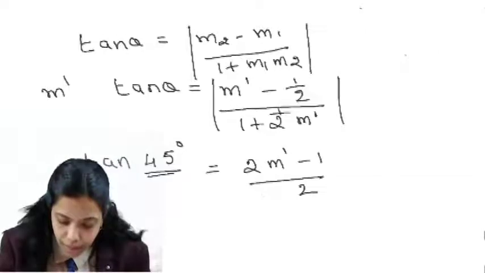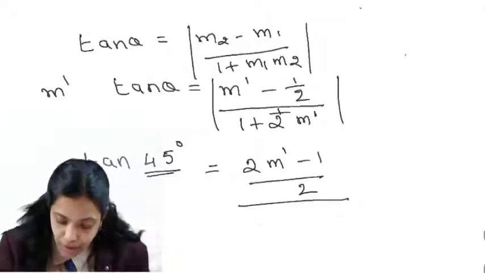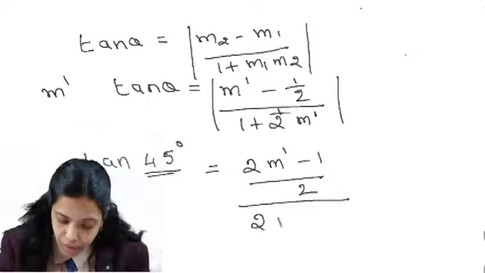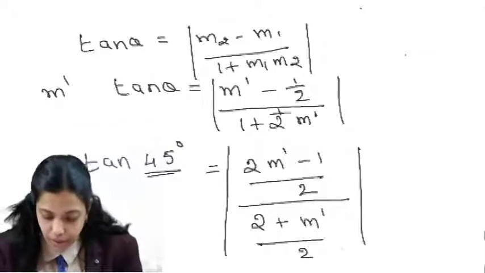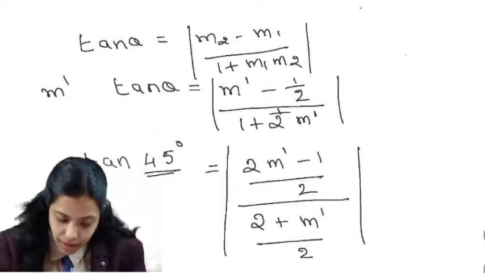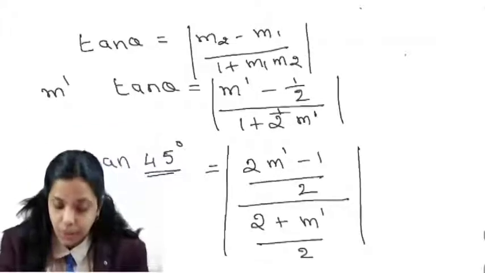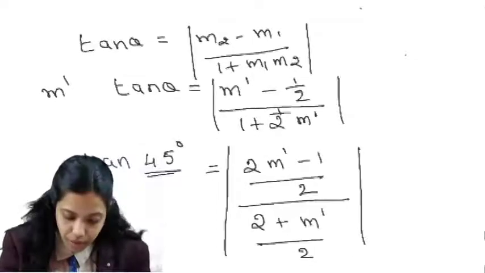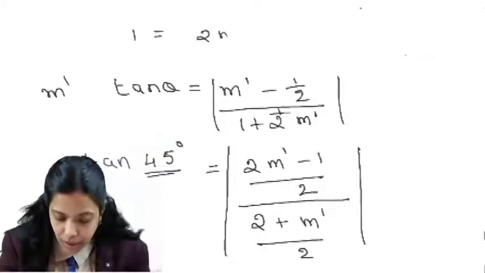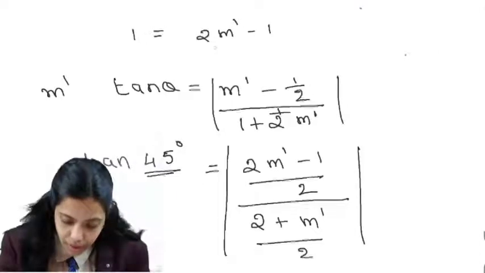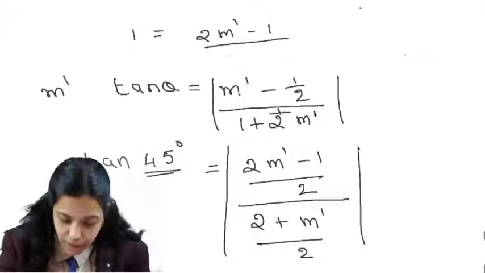Taking the LCM, we solve the numerator and the denominator: we get (2 m dash minus 1) upon 2 over (2 plus m dash) upon 2. From this we can cancel the 1 by 2. So what is the value of tan 45? It is equal to 1. So 1 equals the absolute value of (2 m dash minus 1) upon (2 plus m dash).